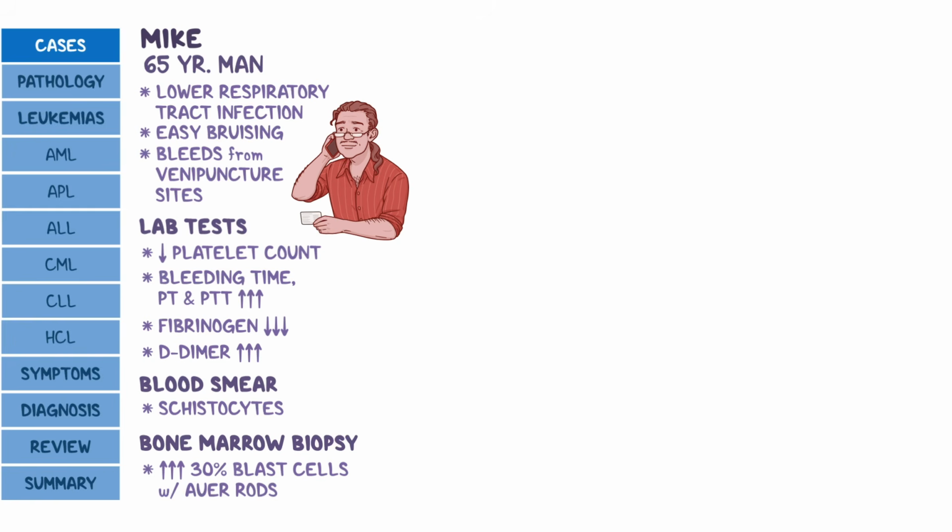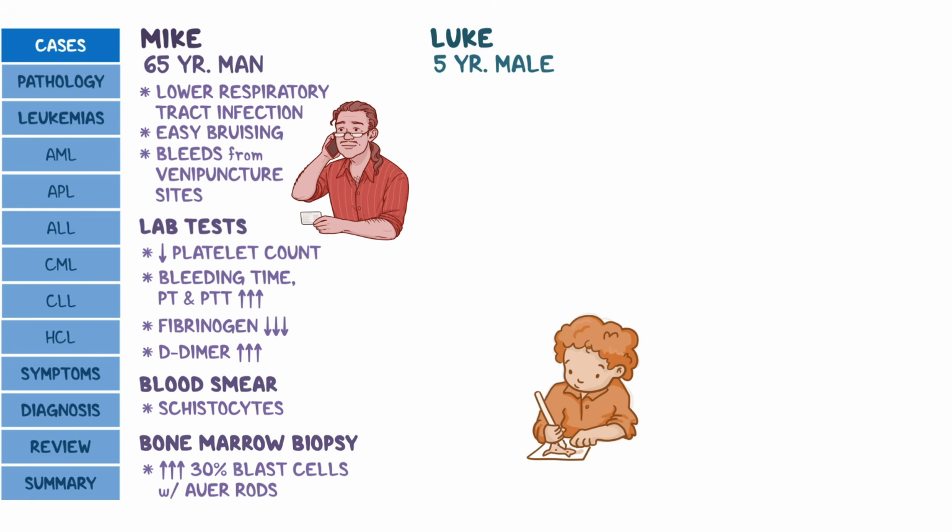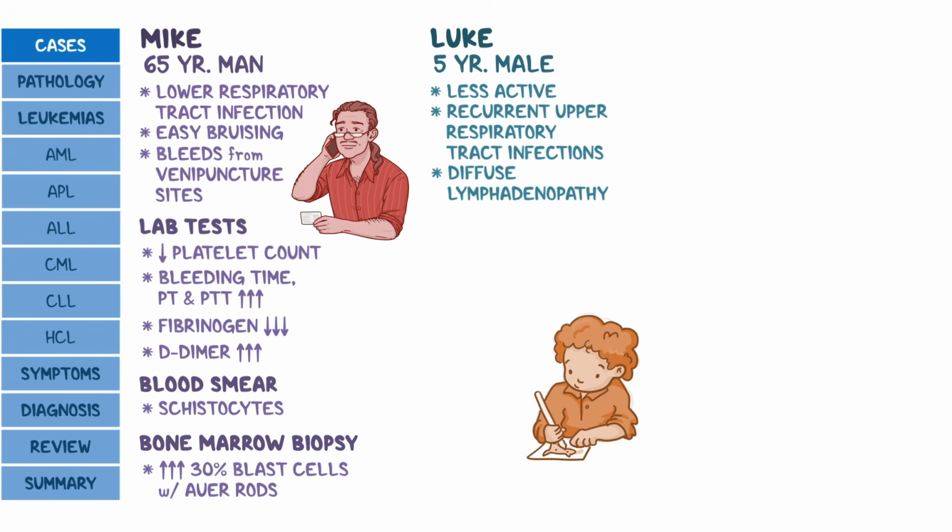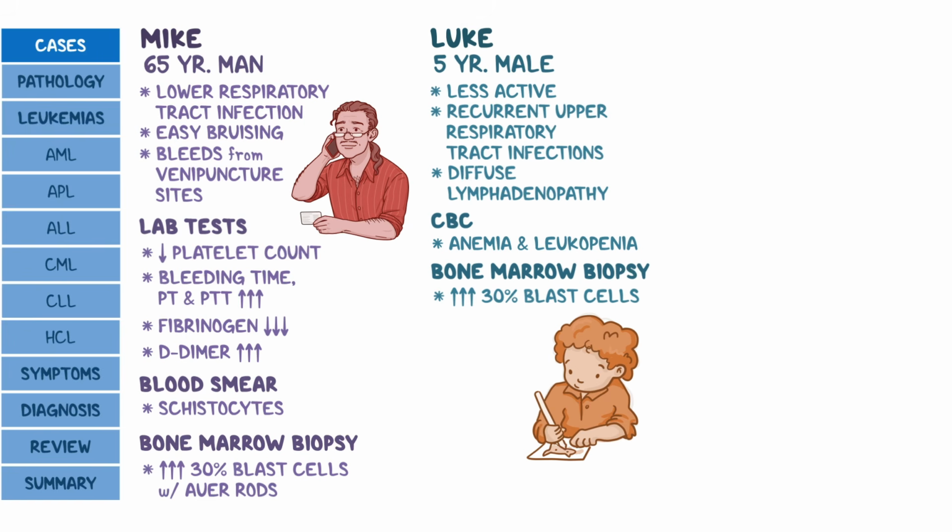Next, there's a mother with her 5-year-old son, Luke. Luke's mother has noticed that he's been less active and had recurrent upper respiratory tract infections in the past few months. Clinical examination reveals diffuse lymphadenopathy. CBC shows anemia and leukopenia, while bone marrow biopsy shows more than 30% blast cells.